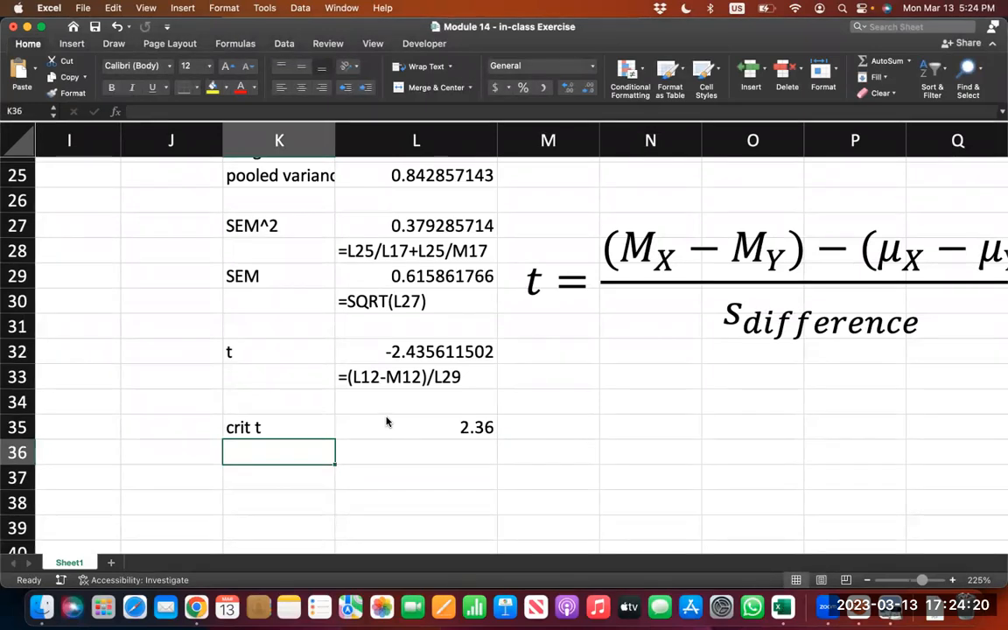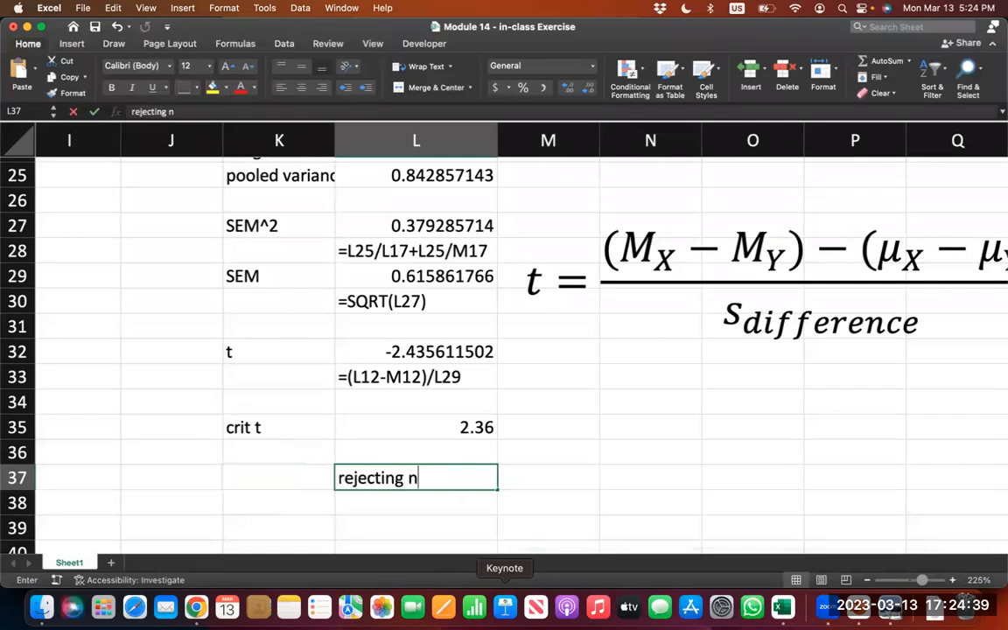2.36 is basically our critical t, and minus 2.44 exceeds our critical t on the left side, on the negative side. Therefore, we are rejecting our null hypothesis. Make sense? Everybody with me?